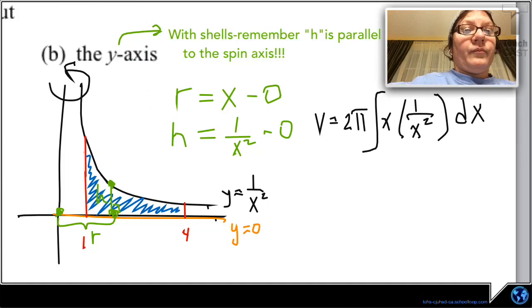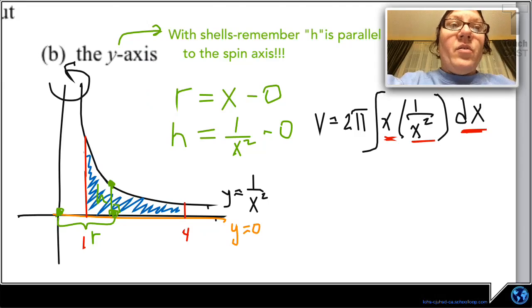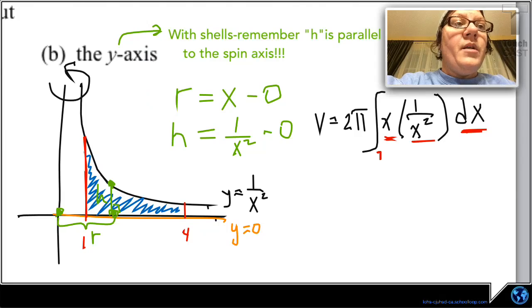Awesome! So I've set up my integration. I substituted in r and h. And since I'm spinning about the y-axis, then I'm integrating with respect to x. Good thing, because everything has x's in it. And so now I have to find my bounds for x. So the leftmost value of the shaded region is 1, and the rightmost value is 4.